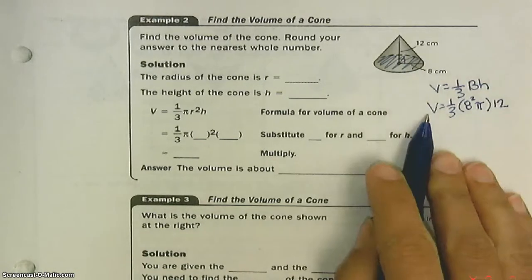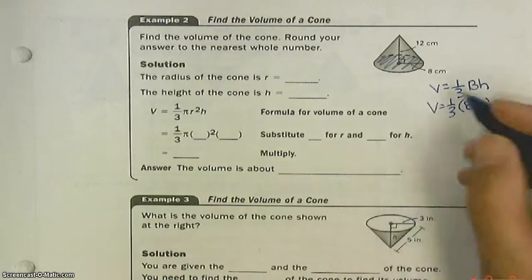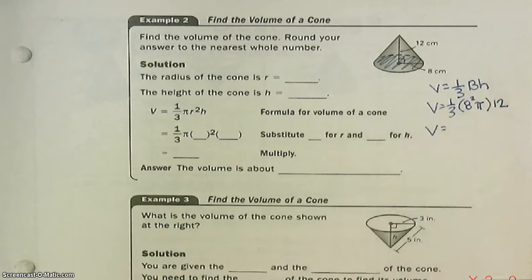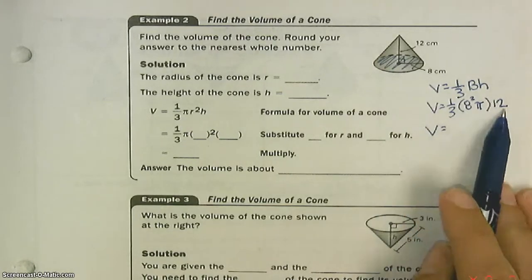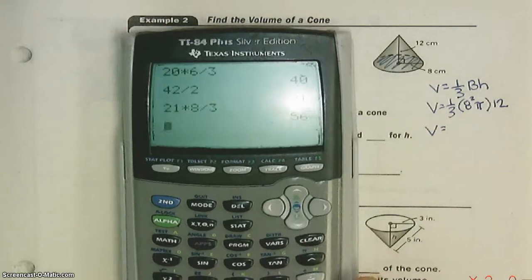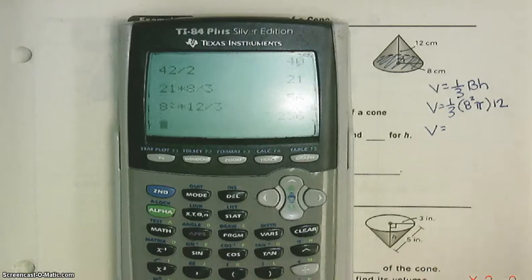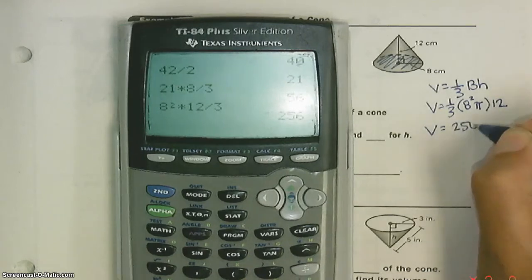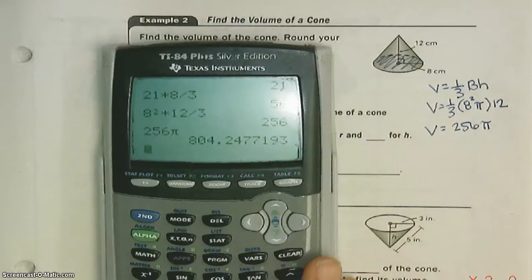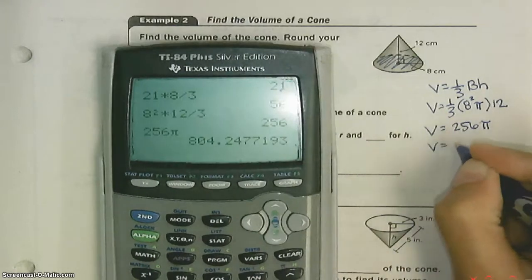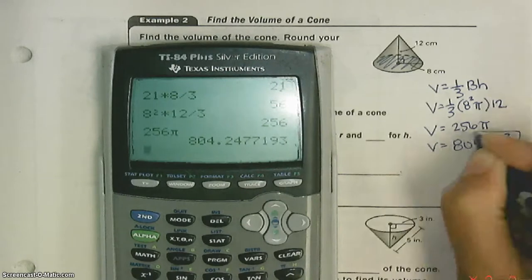So now if you want, you can put this all in your calculator. 8 squared pi times 12 divided by 3. If you want to do it in your head, well, that's a little bit harder because we've got 64 times 12 divided by 3. Right, so 8 squared times 12 divided by 3 would be 256 pi. And 256 pi is 804, rounded to the nearest whole number, centimeters cubed.